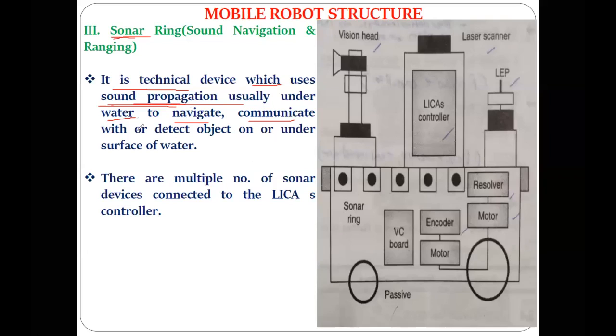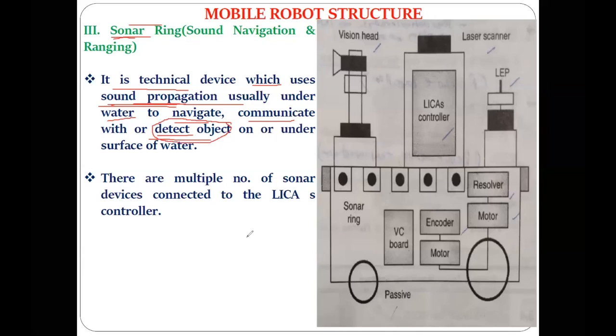Also, with the help of sound propagation, an object can be detected, whether the object is on the surface of the water or within the water, with the help of these sonar ring devices. So these kinds of devices can also be utilized in the robot. For the purpose of what? Detection of the object. Sound propagation means what?